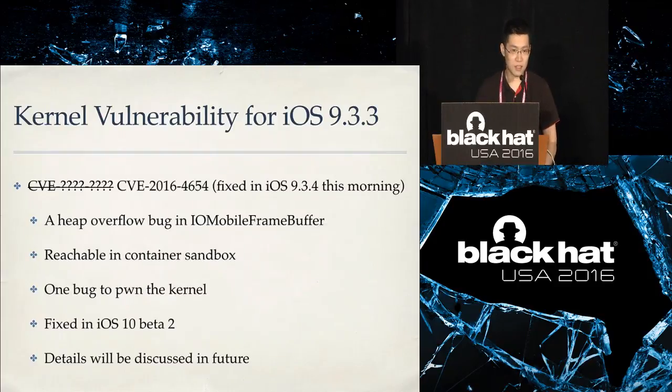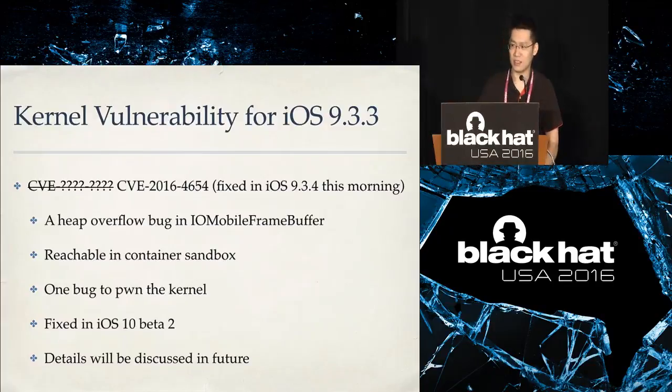Okay, so another kernel vulnerability is used in the latest jailbreak we released about a week or 10 days ago. Actually, when I was preparing this slide, there was no CVE number. But surprisingly, this morning, Apple released iOS 9.3.4 just to fix this bug. And okay, so here's the CVE number: 2016-4654.